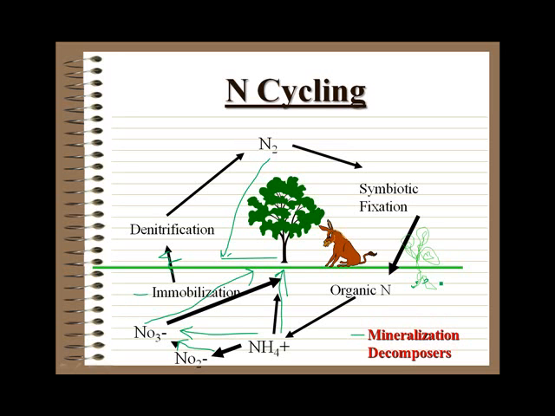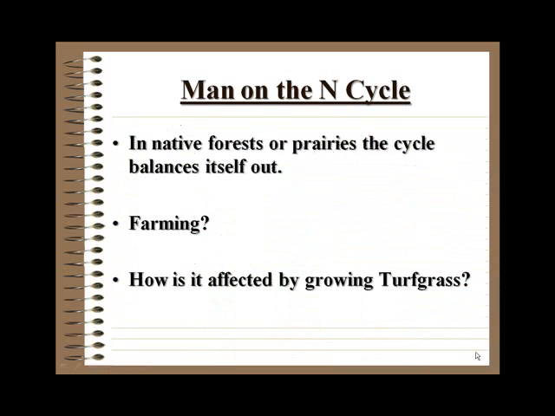This slide's just a check. How does man affect the nitrogen cycle? In native forests, usually it comes to a balance. When man comes in and begins to farm, is the total nitrogen in the soil going to go up, or is it going to go down? You need to think about that and come up with an answer and run it by me, and I'll let you know if you're right.